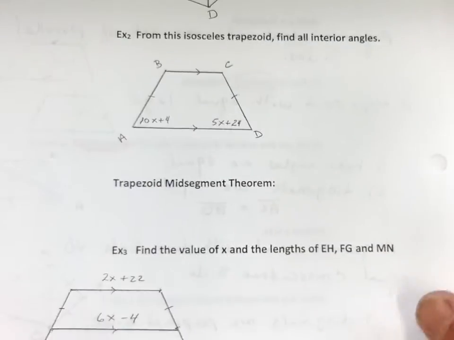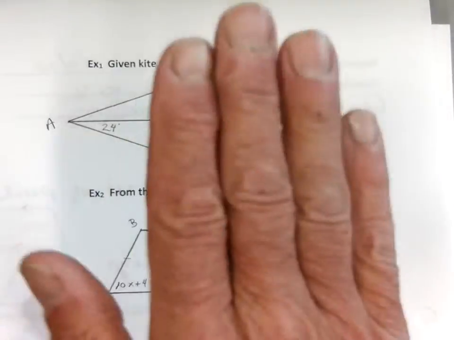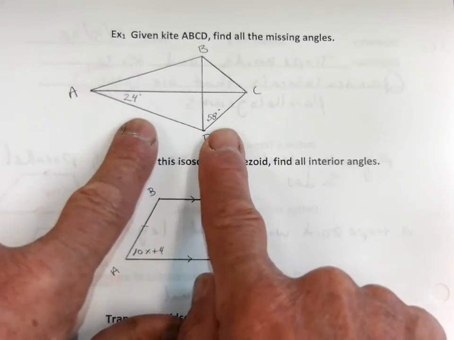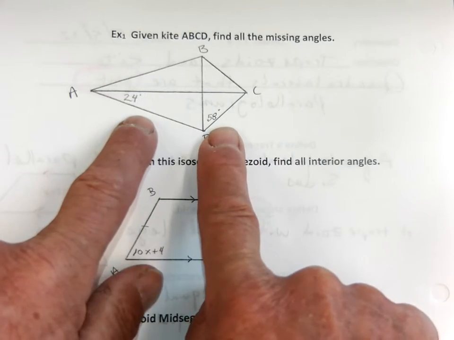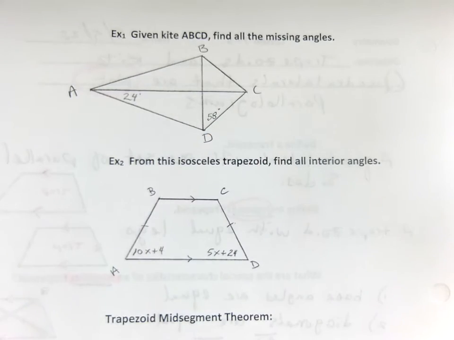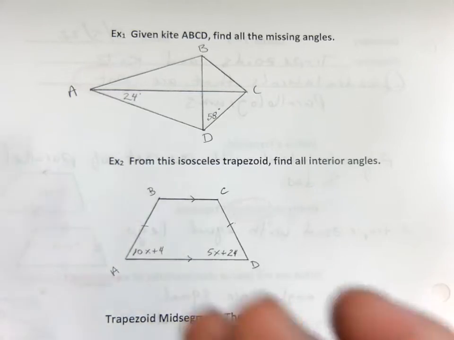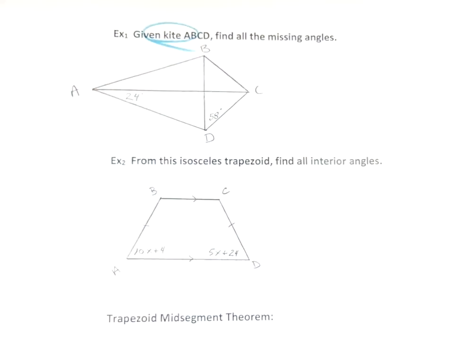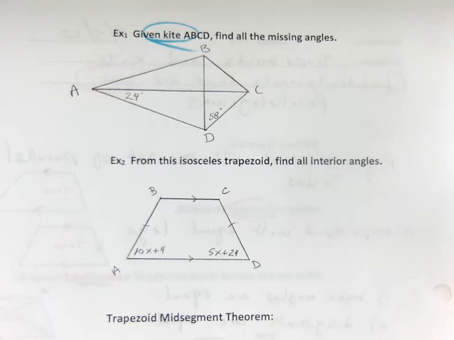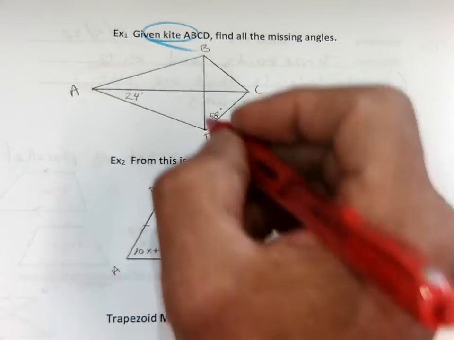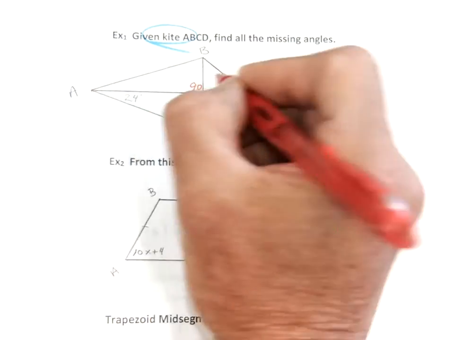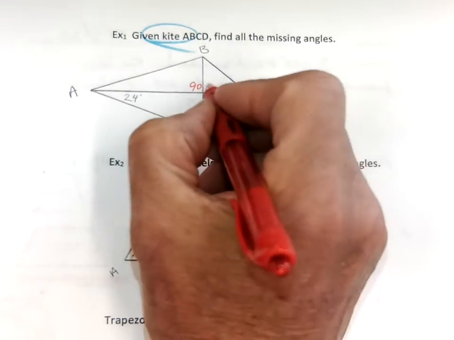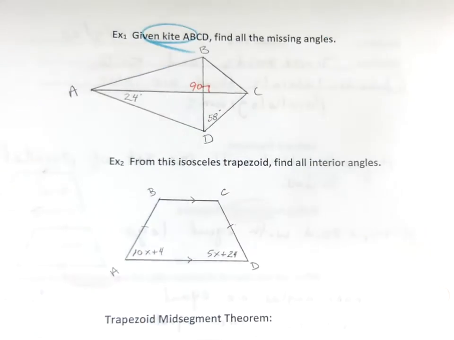Here we go. All right, so let's take a look at this problem. Okay, this is a classic. You're going to see a problem just like this on Tuesday. So let's figure it out. If it's a kite, let's think. I want you guys to use your brains. What's the first thing we know about a kite? Perpendicular. So let's go 90 degrees here. Everybody agree? Put 90 there. So I want to find all the missing angles, okay?